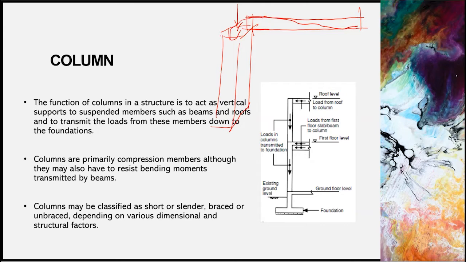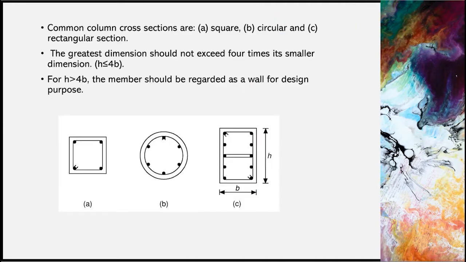Columns may be classified as short or slender. Maksudnya column jenis pendek ataupun column yang jenis kurus dan tinggi. Braced or unbraced, meaning dia ada support, extra support or not, and depending on various dimensional and structural factors. So ada many types of column. Common column cross sections are square, circular and rectangular sections. You can refer to this figure. So we have square, round and rectangular.